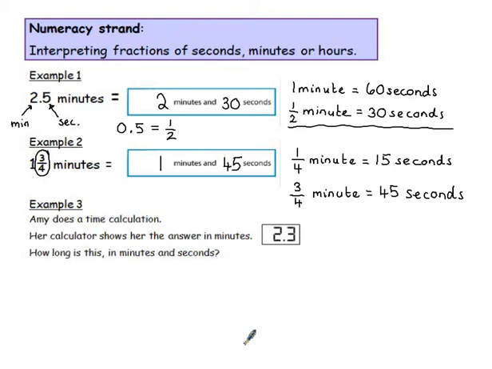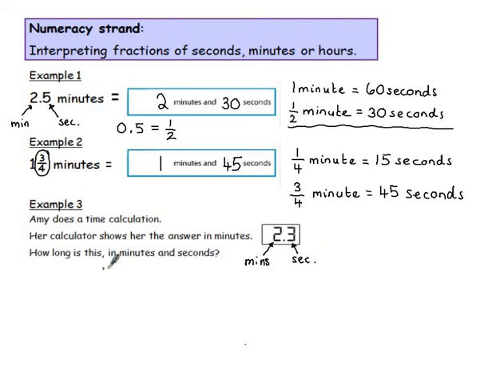Last example then. So example 3, Amy does a time calculation. The calculator shows here the answer in minutes, and it says 2.3. How long is this in minutes and seconds? So again, we know this 2 is representing our minutes, and then the 0.3 is representing our seconds. So to concentrate on that 0.3 first.